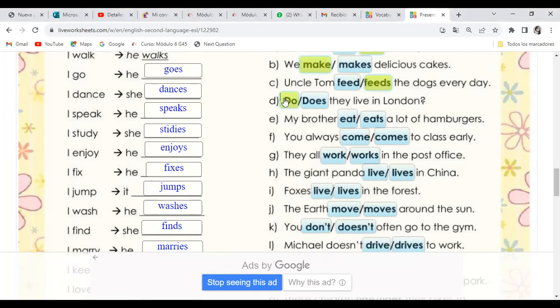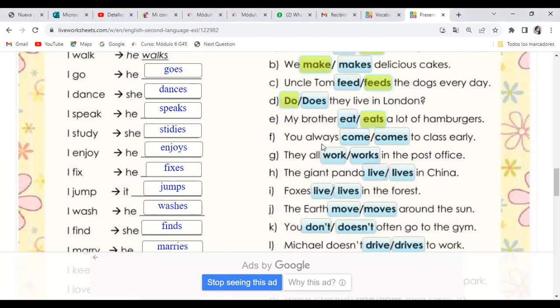Now, my brother eats or my brother eat a lot of hamburgers. What is it, guys? Eat or eats? Anybody? Carolina says it. Yeah, Carolina, remember that when we are talking about my brother, it can be replaced by he. So it means it's eats. My brother eats a lot of hamburgers.